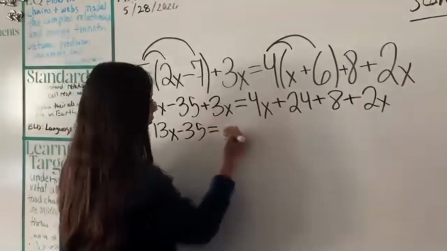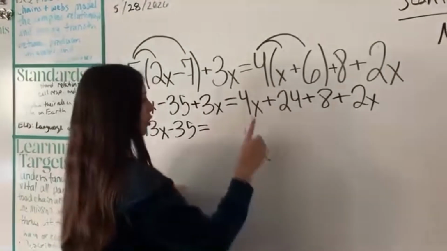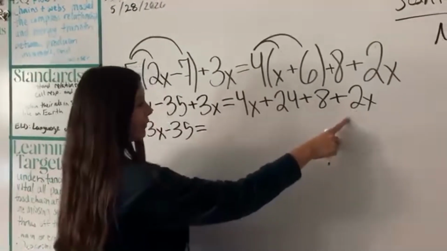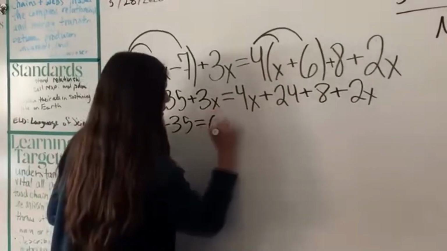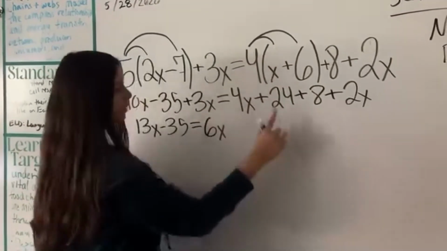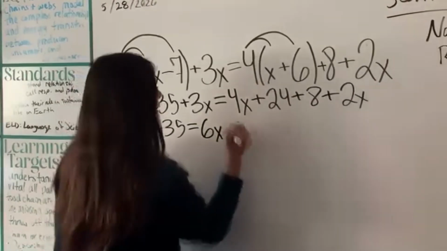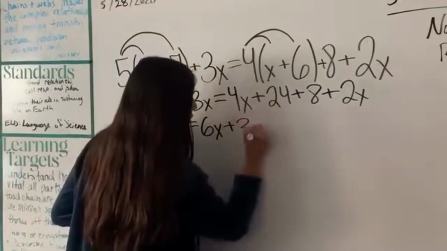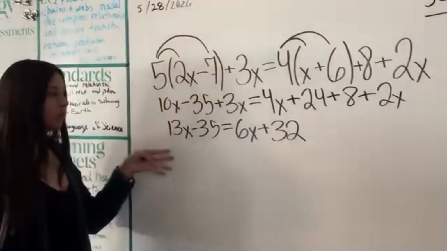And then we're going to do the next part of the equation, and we're going to look for the like terms. So since 4x and the 2x both have a variable, we're going to group them together, and it's going to turn into 6x. And since 24 and 8 don't have a variable, we're also going to group them together, and that's going to turn into 32. So this is a simplified version of the equation.